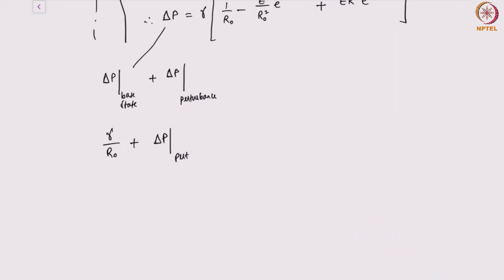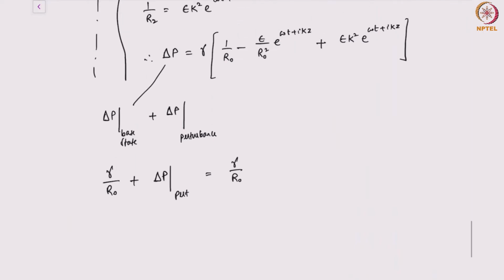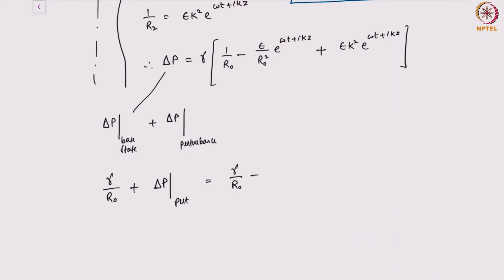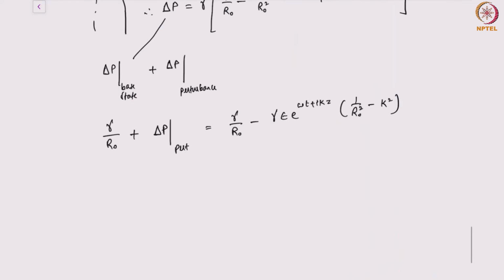Okay, this is what we have. This will be nothing but gamma by R naught minus, what do I have here? I have gamma epsilon e power omega t plus i k z. I have taken these terms common. I have 1 by R naught square minus k square, and I can straight away cancel out the perturbation, the base state terms.